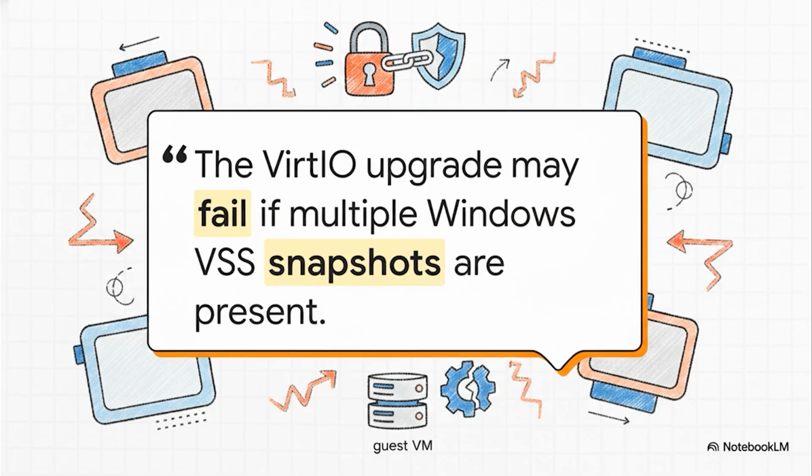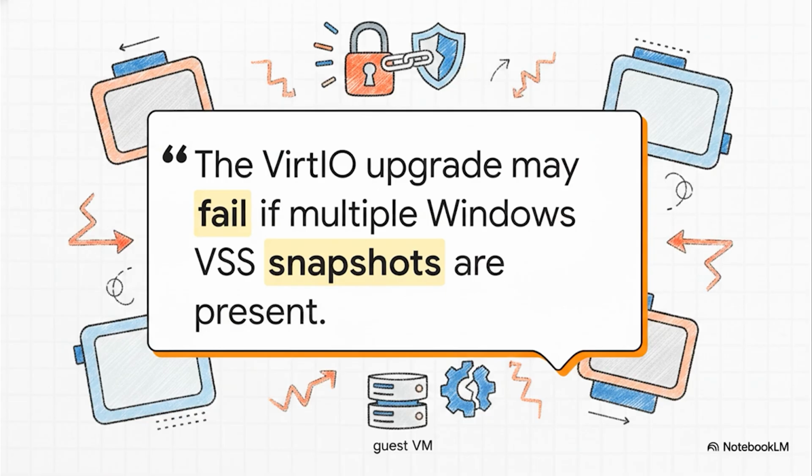Pay really close attention to this direct warning. VSS, or the Volume Shadow Copy Service, is the Windows framework for taking application-consistent backups. If a guest VM has multiple lingering Windows VSS snapshots present on the system, the VirtIO installation or upgrade is known to fail. Why? Because the presence of these multiple snapshots causes a specific timeout to occur right in the middle of installing the Nutanix VirtIO SCSI pass-through controller driver.